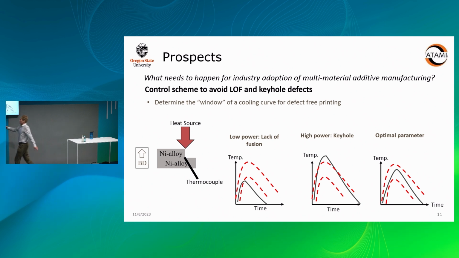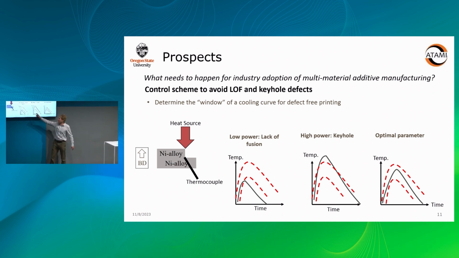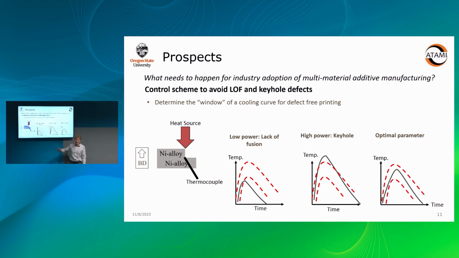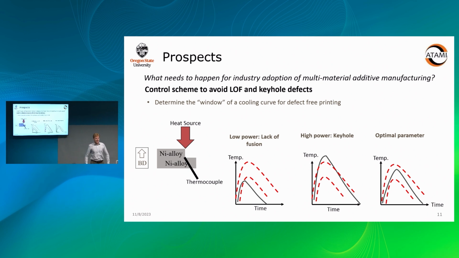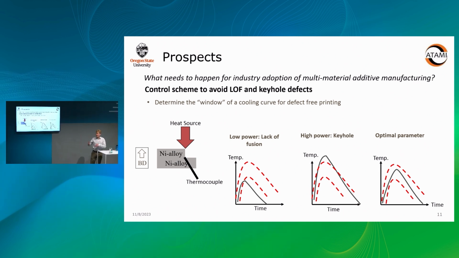Let's say we have a nickel-based alloy, depositing on a nickel-based alloy substrate, and we put a thermocouple. If we don't use enough power, we're going to get a low peak temperature and a low cooling curve, and essentially we're going to get lack of fusion. Let's say these red lines represent a tolerance or boundary where we're not going to get any defects. Same situation: if we increase our power by too much, we're going to get keyholing porosity, and it's not going to be a robust material. So there's a window of parameters, or of cooling curves, where we're not going to get any defects.